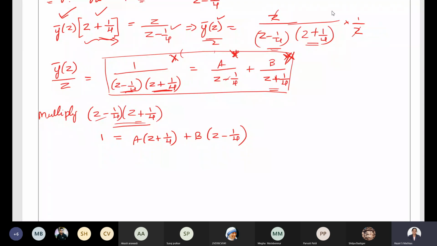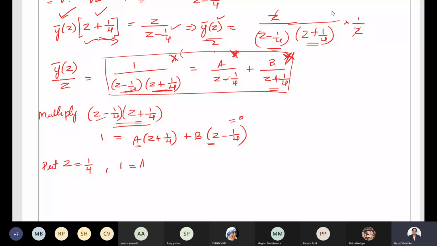Next, now we need to find the values of A and B. For that, what do we do? If you want to find A, make the coefficient of B 0. How can we make B 0? The coefficient of B, z minus 1 by 4, has to be made equal to 0. Therefore, z equals what? 1 by 4. Put z equal to 1 by 4.